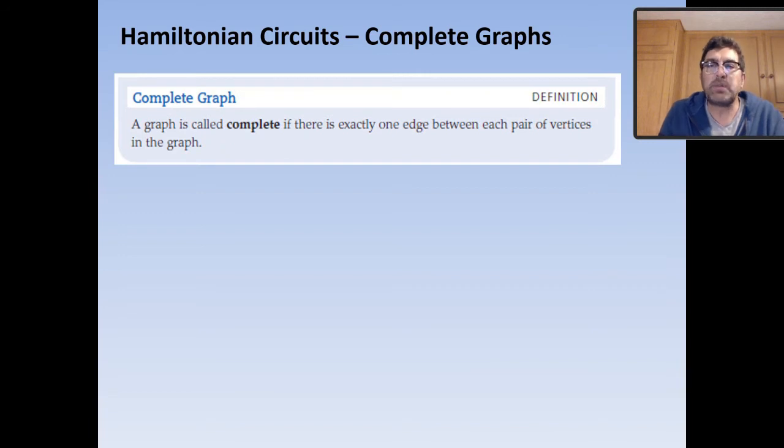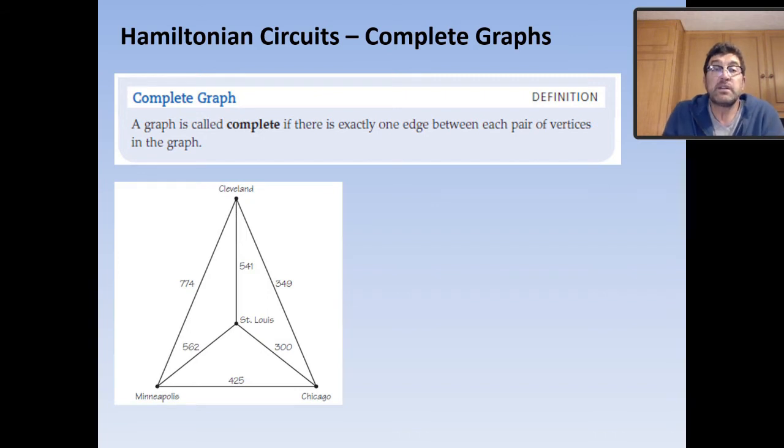Okay, so what is a complete graph? We move on. A graph is called complete if there is exactly one edge between each pair of vertices on the graph. So was this a complete graph? Definitely. Each vertex was joined to every other vertex, so it's a complete graph. Again, a graph is called complete if there's exactly one edge between each pair of vertices. So each vertex is joined to every other vertex with an edge.